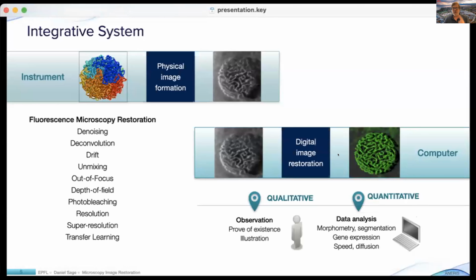The goal of image restoration, in fact, there are two goals. We want to have better images for human observation, and that's typically what Tali tried to do: to have a proof of existence of something, to generate a good illustration for a paper. That's qualitative image restoration. But on the other side we have quantitative image restoration. The goal here is to provide an image that we can use in a computer to make other measurements, typically segmentation, measuring gene expression, or measuring the speed of proteins and so on. So we always have to keep in mind that we have the two goals, and obviously the one which is interesting in microscopy in many fields is starting to use the image to make measurements.